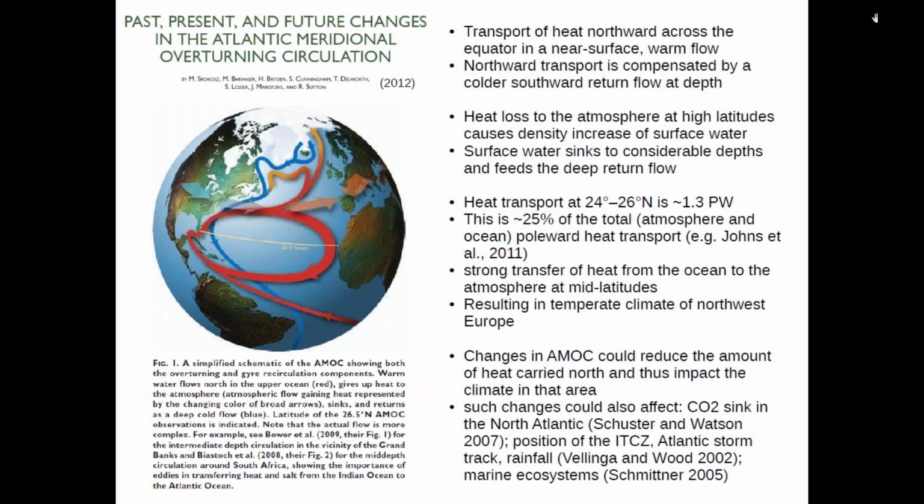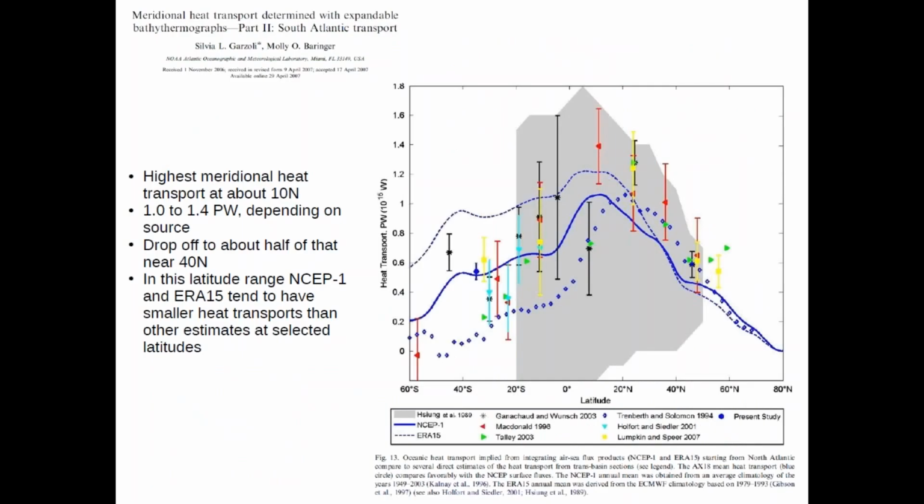And such changes could also affect the CO2 sink in the North Atlantic. There was a study on that. The position of the ITCZ, including the Atlantic storm track, rainfall rates, because if the ITCZ shifts, then the rainfall rates in various areas change. And also marine ecosystems will change because where the upwelling happens changes, for example. So a lot of impacts potentially.